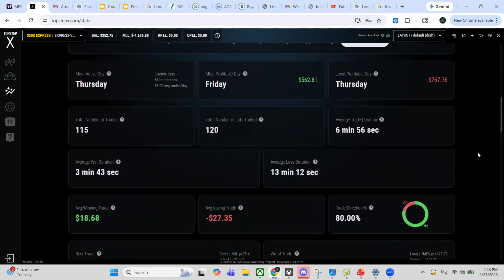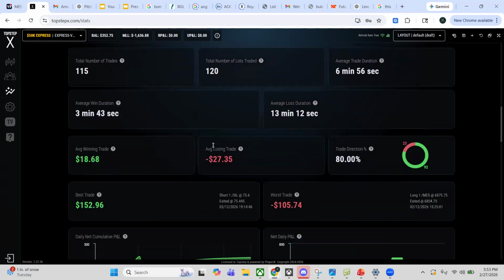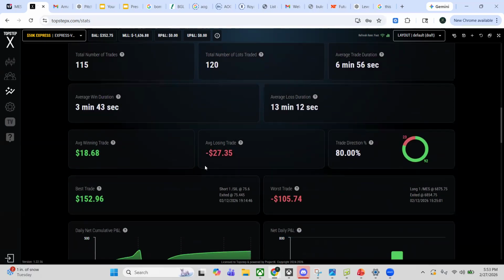But let's see, what else can I show you? Again, average wins are quick wins. Average losses are close to that 15-minute range. Here's my worst trade, I guess. These metrics can be a little bit skewed because I trade the micros. Some people will trade the ES, which is 10 times the micros, but I just trade little micros because it helps me scale in and out of positions.